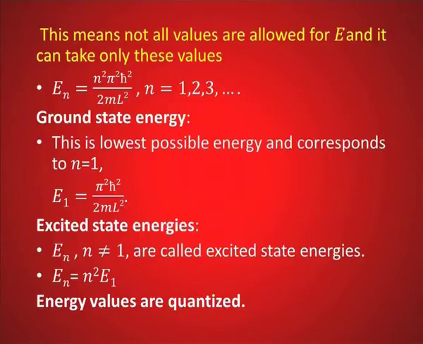The ground state energy is the lowest possible energy and corresponds to n equal to 1, and E 1 is pi square h bar square upon 2 m L square. For the excited states, n is not equal to 1, and these are called the excited states energy, and you note that E n is n square times E 1. You also note that the energy values are quantized. Quantized means they take only certain energy values, which are given by these expressions, and not all continuous values of energies.